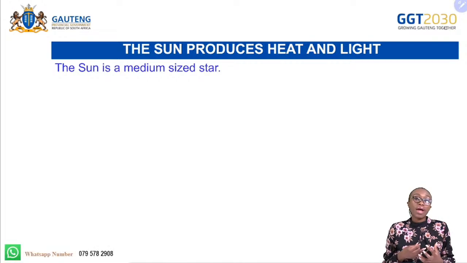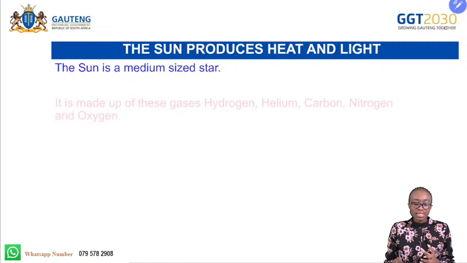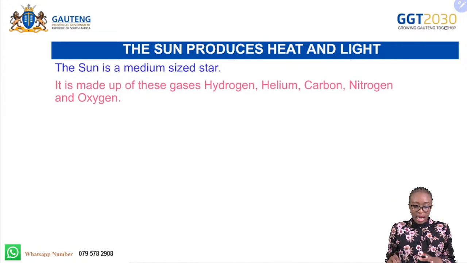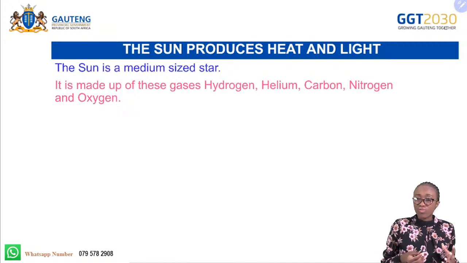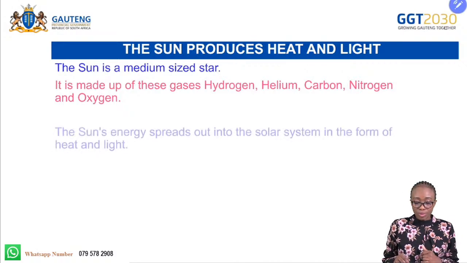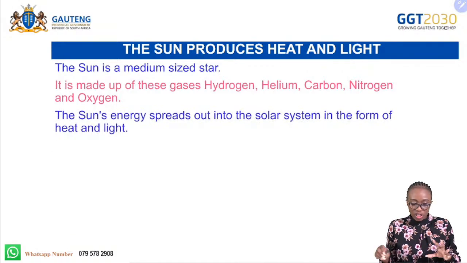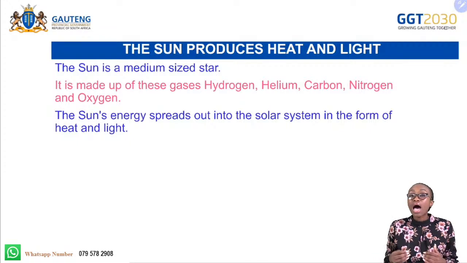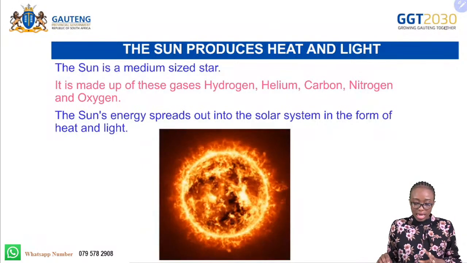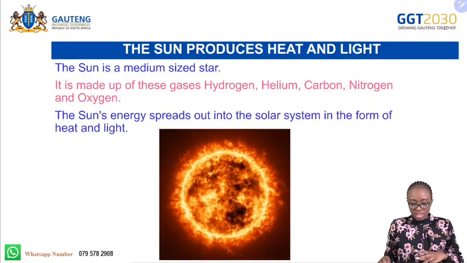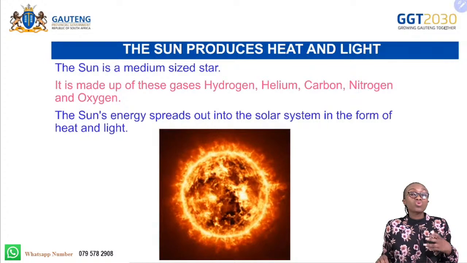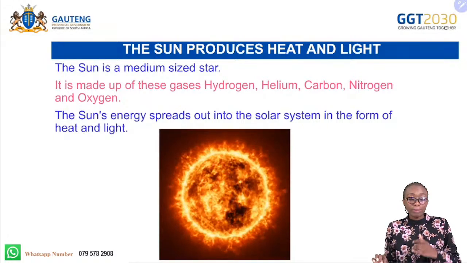So now let's describe the sun. What is the sun like? The sun is a star, a medium-sized star, and it is made up of hydrogen and helium and other gases. What are these other gases? A bit of carbon, a bit of nitrogen, and a bit of oxygen. The sun's energy spreads out into the solar system in the form of heat and light. That's how we get heat and light from the sun. There is the picture of the sun producing heat and light energy to help sustain life on our planet.